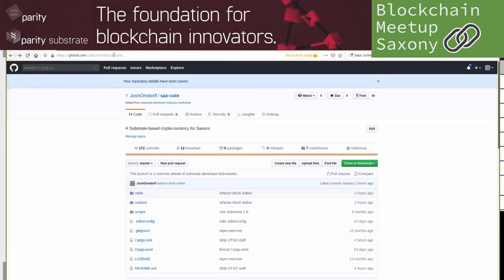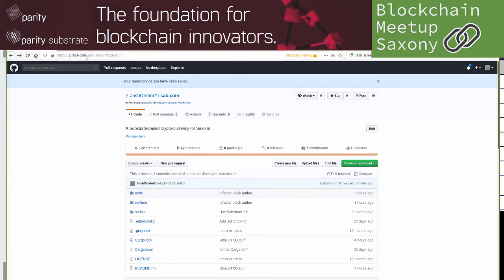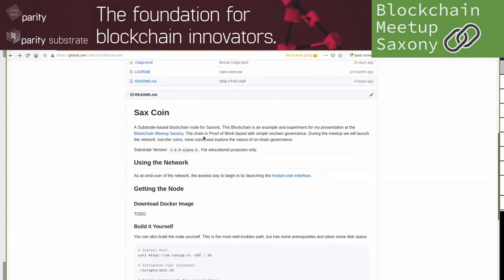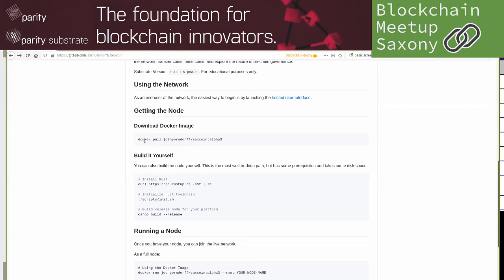This is the repository. I guess you can see it there. It's my GitHub, and it's called Sax-Coin, and it has a README that, wait, this is outdated. That's not to do anymore. There we go. So it gives you the Docker commands, and it also tells you how to build the node yourself if you want to. This repo is all specific to the network that we built today, which is a fun exercise, no question about it.